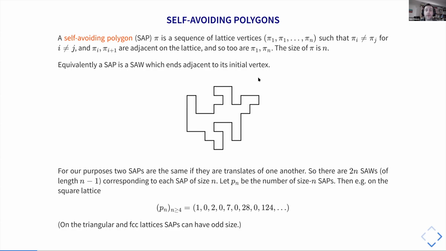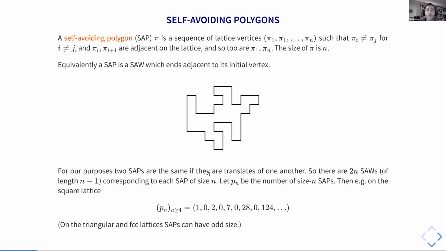And again, we can count the number of these things of a given size, a given number of edges, and again we'll count them up to translation. If I have 2 polygons which are the same, just one is translated, then we really consider them to be the same thing. Now, depending on the lattice, it may be that these things have to have an even size. For example, on the square lattice, they have to have an even length, and that's just because the square lattice is a bipartite graph. Same on the cubic lattice.